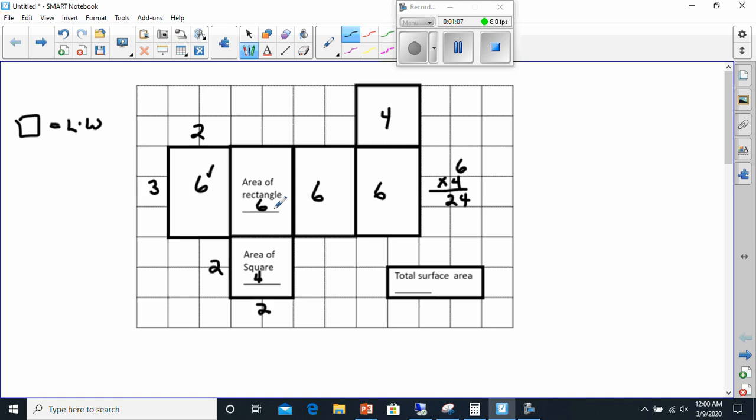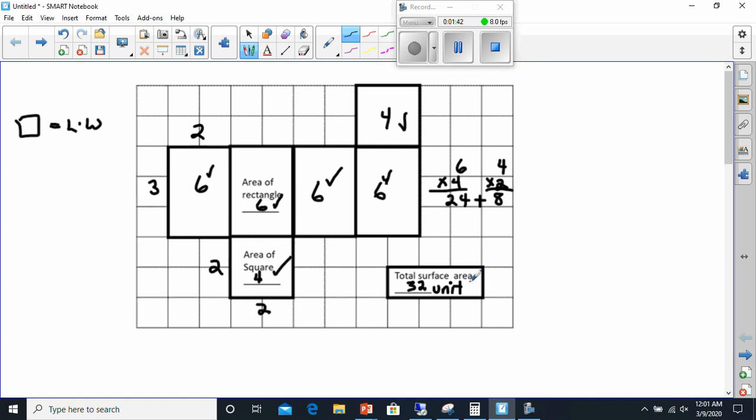1, 2, 3, 4. And now I got 2 4s. So that's 4 times 2. That's 8. And there's 2 of them, 1 and 2. Now that I know that, I got 24 plus 8. 24 plus 8 is 32. So it'd be 32. I don't know what these things are, so I'll just call them units.